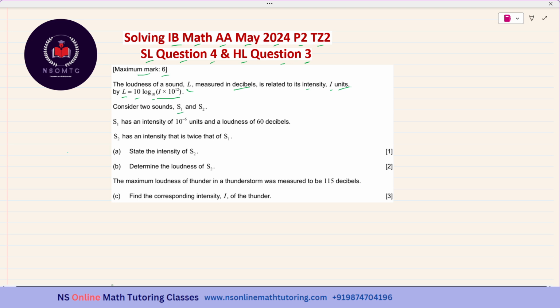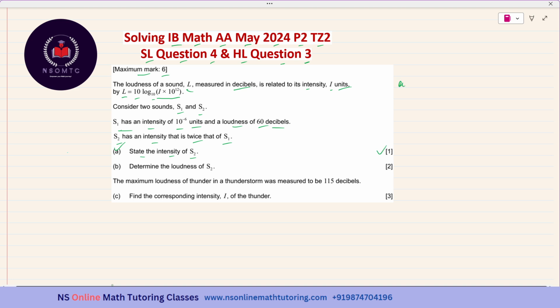Consider two sounds S1 and S2. S1 has an intensity of 10 to the power of negative 6 units and a loudness of 60 decibels. S2 has an intensity that is twice that of S1. So part A's question is: state the intensity of S2. This is containing just a single mark.